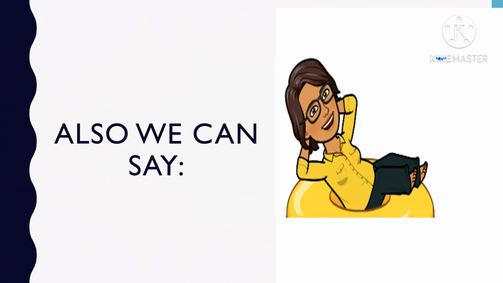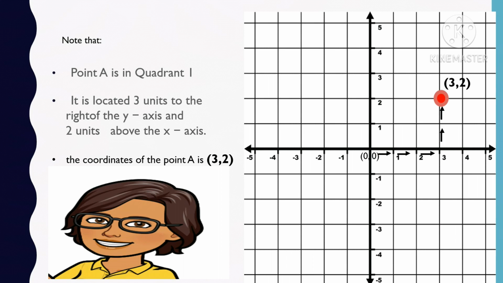Also, we can say with point A in quadrant 1, we say it is located 3 units to the right of the y-axis and 2 units above the x-axis.